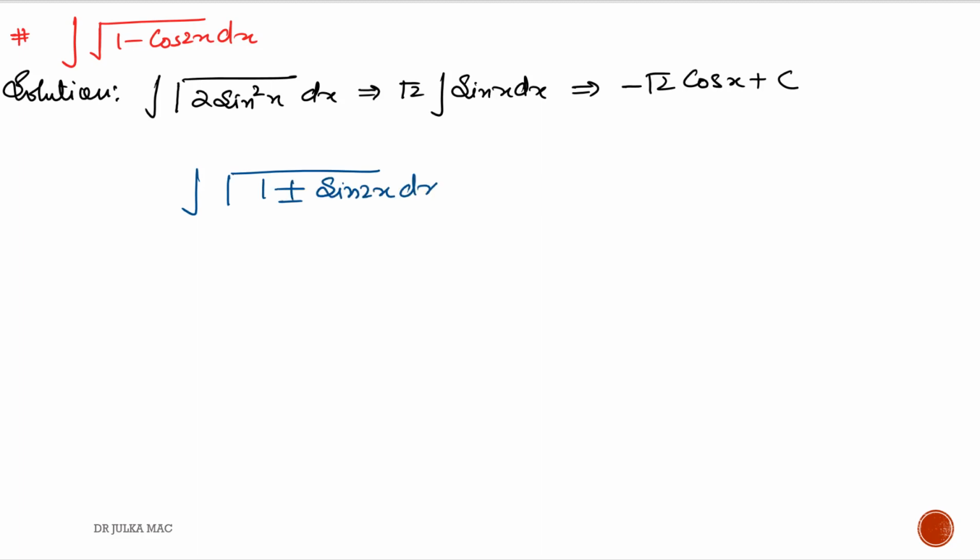Next point. Whenever in a root we have 1 plus or minus sin 2x, it is equal to cos x plus or minus sin x.